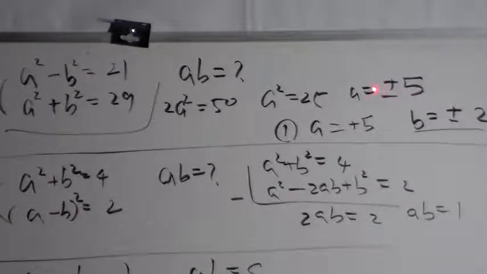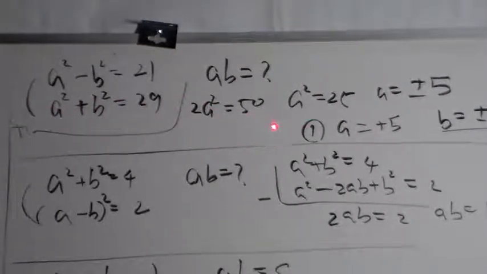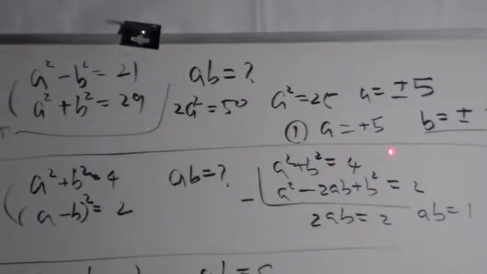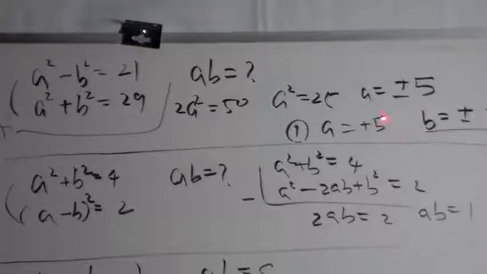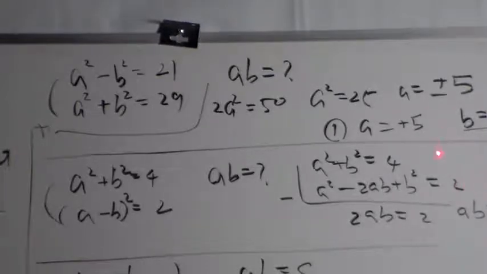Then we're going to pick just plus 5. Then a is plus 5. Then what is b? We're going to plug in over there. So 25, right? Moving to the other side, b squared is 4. So b is plus or minus 2. So even though a has 1 value, b has 2 values.